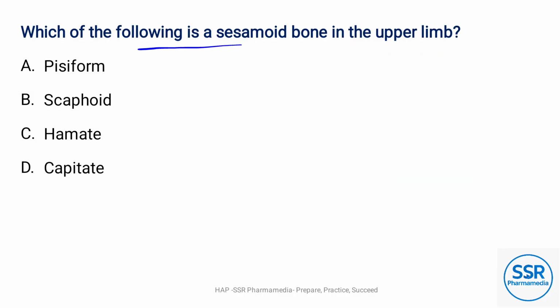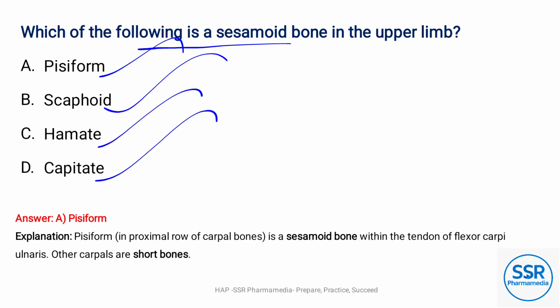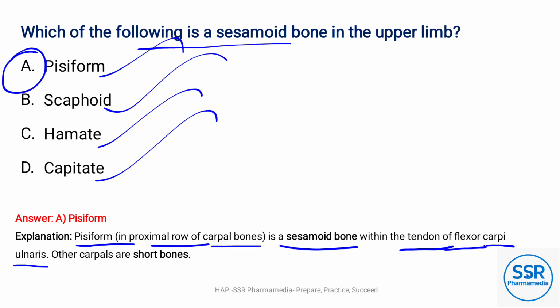Which of the following is a sesamoid bone in the upper limb? Option A, pisiform; option B, scaphoid; option C, hamate; option D, capitate. So the answer is option A, pisiform. The pisiform, in the proximal row of carpal bones, is a sesamoid bone within the tendon of flexor carpi ulnaris. Other carpals are short bones.